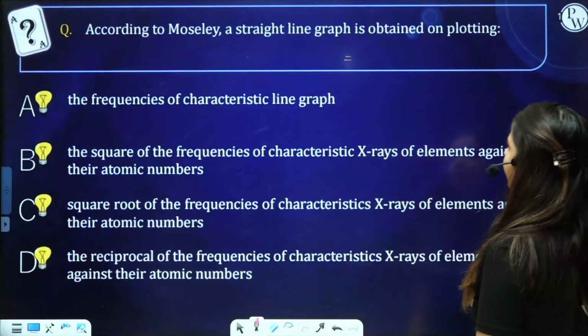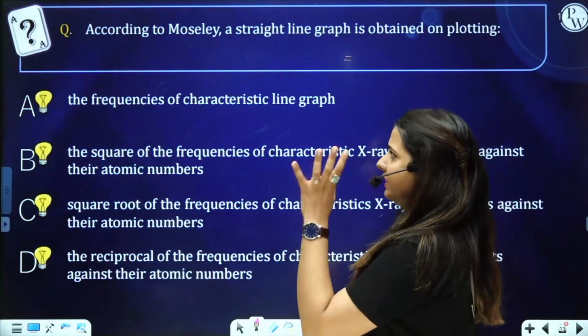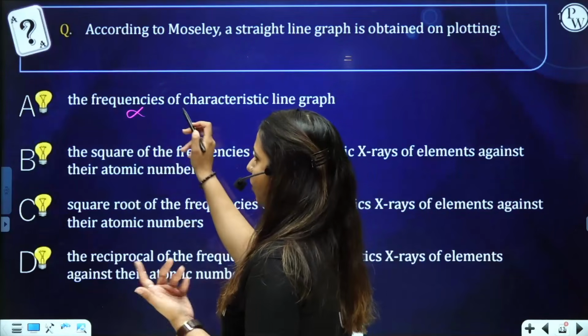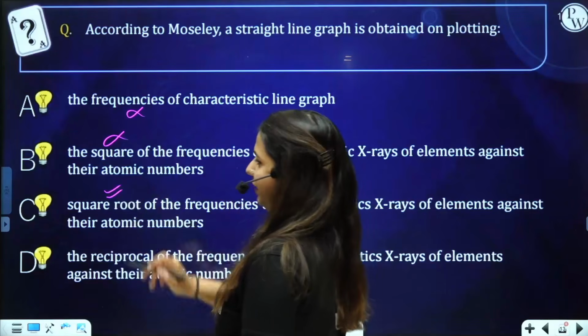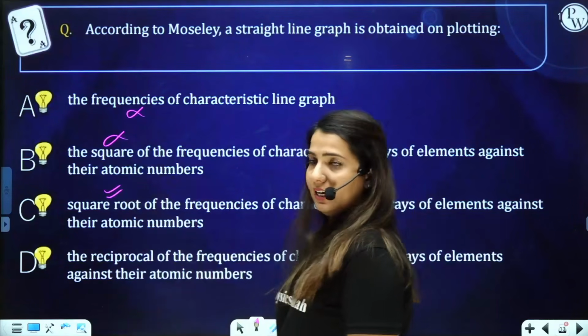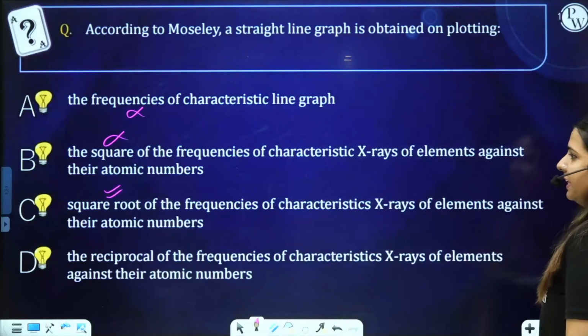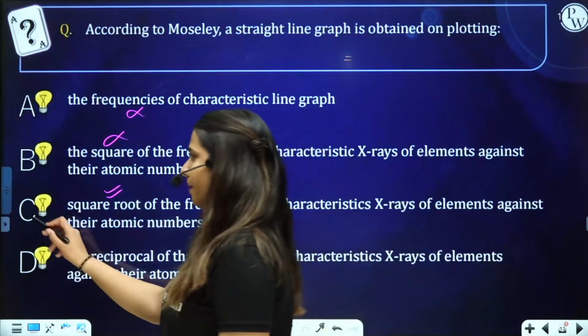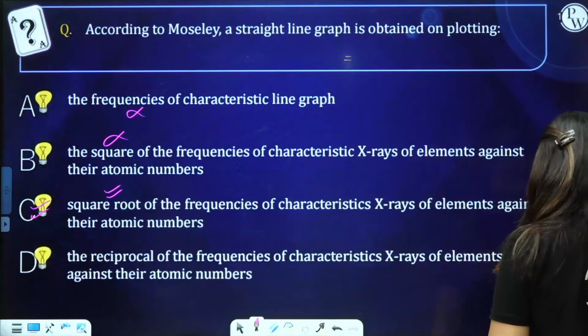a straight line graph is obtained on plotting the frequencies. Word is incorrect. We don't have a frequency. We don't have the square of the frequencies. We have the square root of the frequencies. First word is correct now, right? The square root of the frequencies of characteristic X-rays of the elements against their atomic numbers. So C will be the answer as you have discussed.